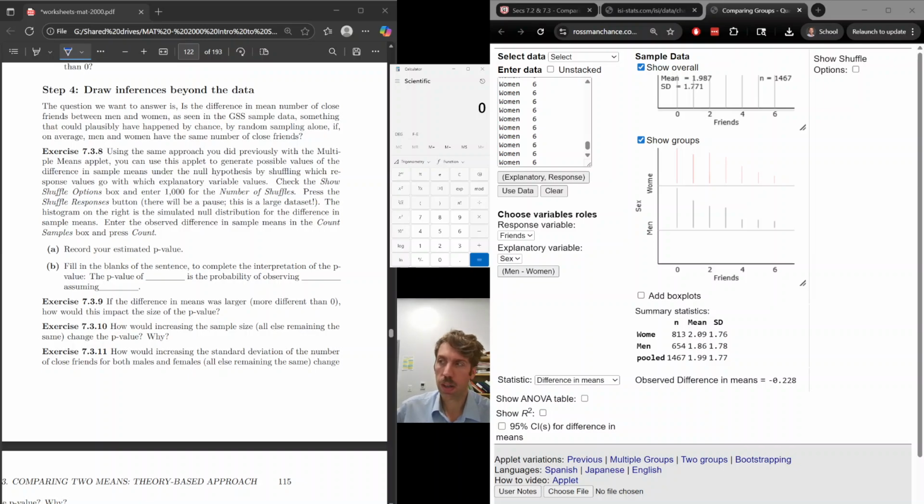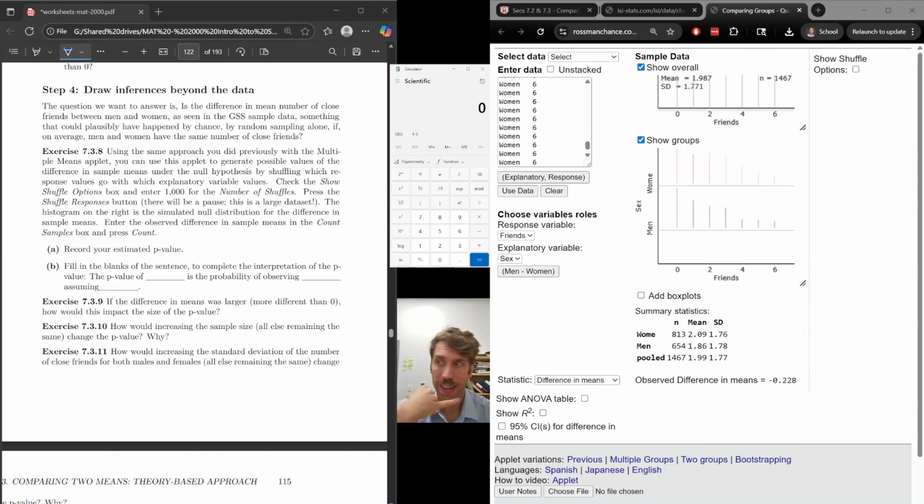Okay, this is video 2 for section 7.3, and for this video we're going to look at step 4 of this worksheet. For step 4, the question we want to answer is this difference that we see? So we see a difference of the two means, but is it meaningful? Is it statistically significant? That's the thing we want to answer. And this section wants to teach us about the theory-based approach for determining this question.